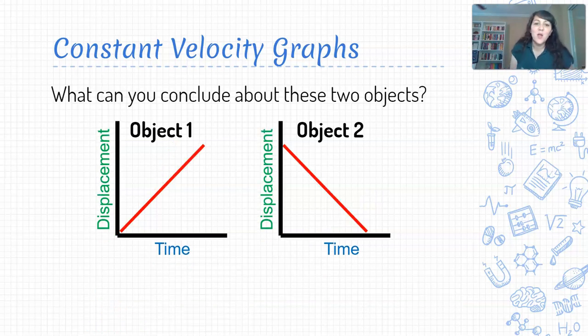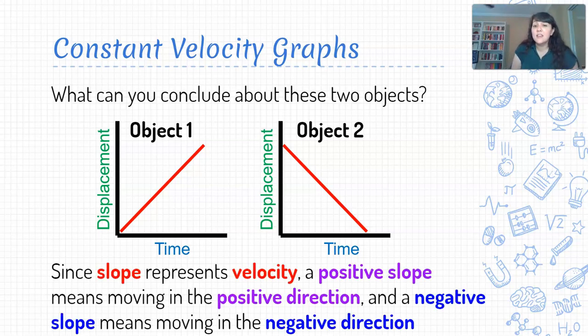All right. What about these two objects? What can you conclude about their motion relative to each other? Well, the big difference I see here is that object one has a positive slope, which means that it's moving overall in the positive direction, whereas object two has a negative slope, which must mean that it is moving in the negative direction. So again, slope represents velocity, and so that can tell us both how fast our object is moving and the direction that it's moving in.